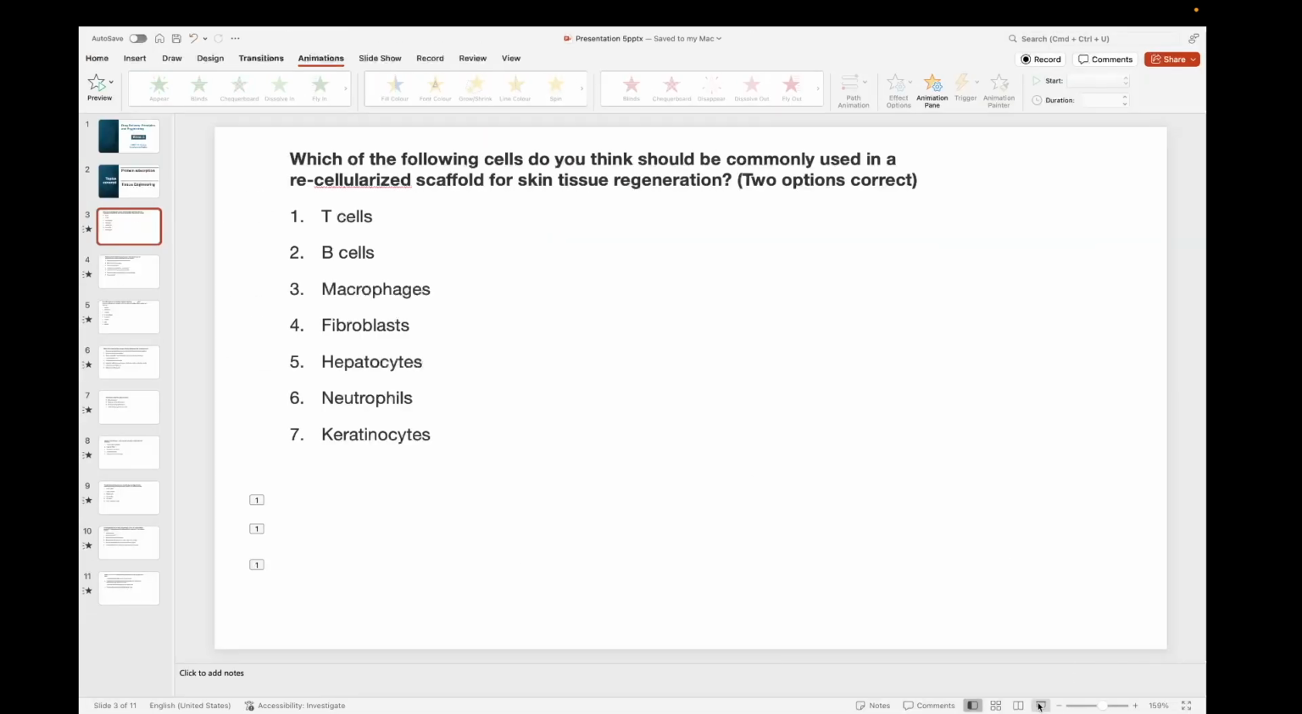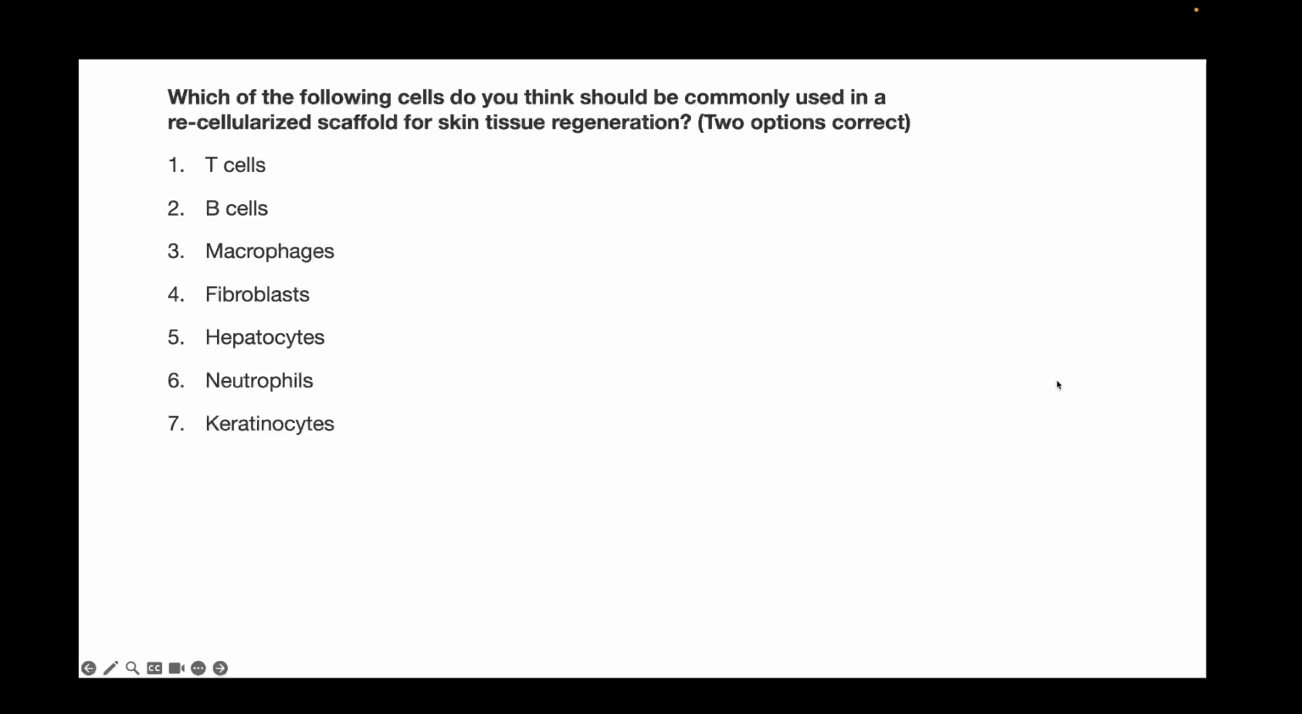Okay, this was the first question that we discussed. Which of the following cells do you think should be commonly used in a recellularized scaffold for skin tissue regeneration? There were two correct options here. So, fibroblasts and keratinocytes will be the correct answer here. Other cells are immune cells or hepatocytes, which are liver cells, which are not very useful for skin tissue recellularization.